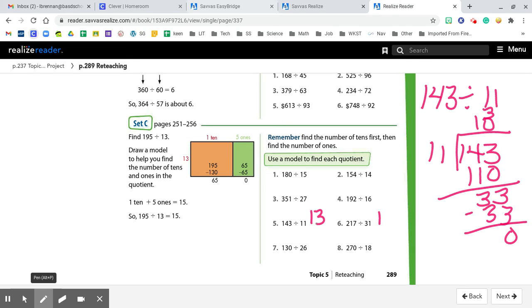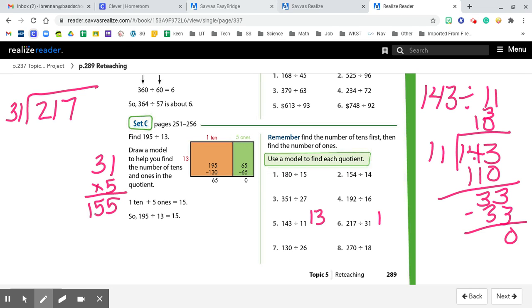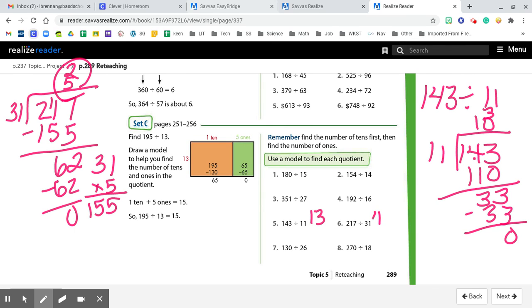Number 6, 31 goes into 217. It won't go in 10 times. I'm stuck on this one. So I'm going to start like I usually do. I know 10 will be way too big, so I'm going to go down to 5. And I'll start with that because that's under. And you can start wherever you decide to start. 31 goes into 62 2 times. So I combine that and I get a 7.